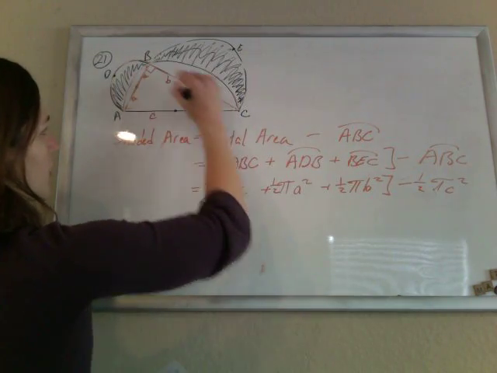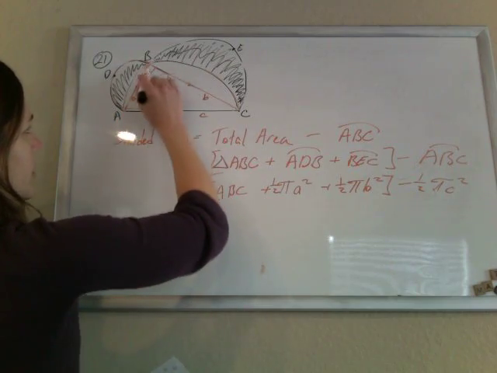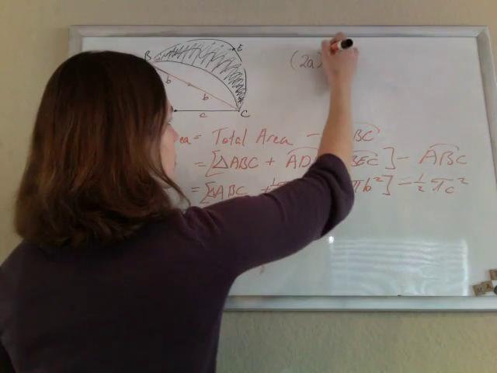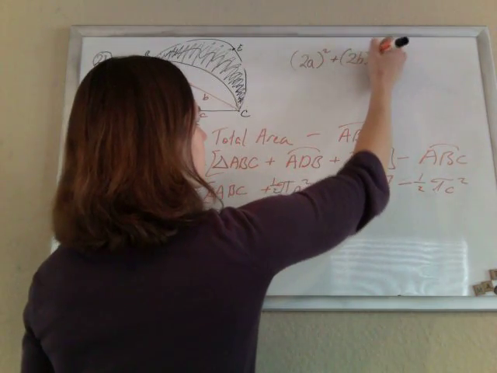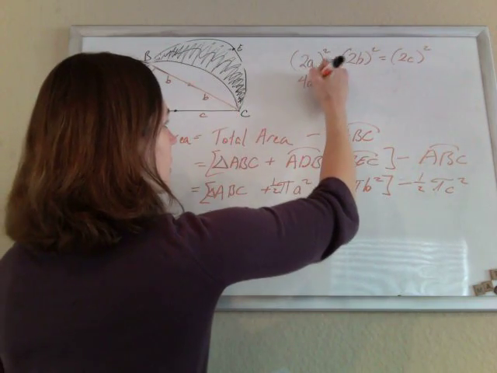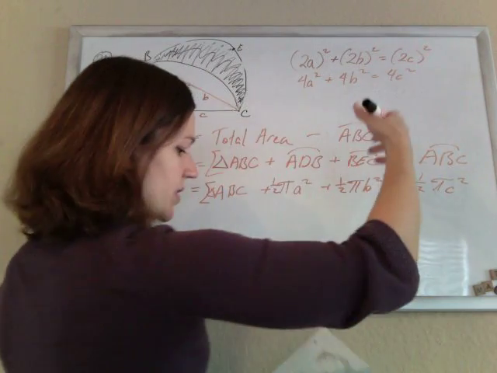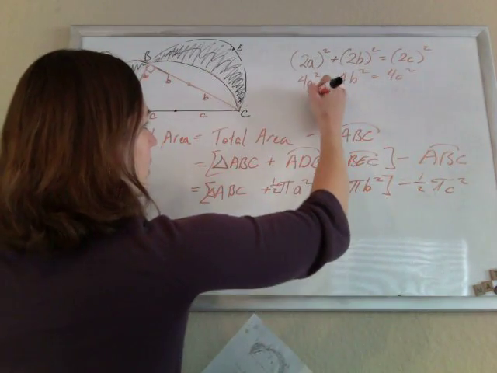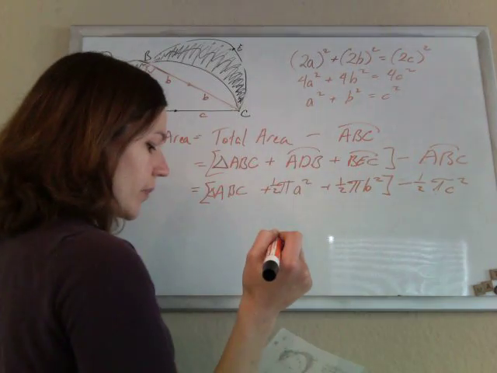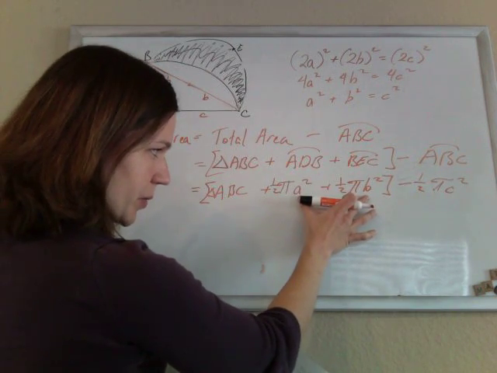So I know that a squared plus b squared equals c squared. And in this case here, I've got 2a squared plus 2b squared equals 2c squared. So 4a squared plus 4b squared equals 4c squared. You can just divide out all the 4's, right? So you get a squared plus b squared equals c squared. And I see I have a squared plus b squared sitting right there.